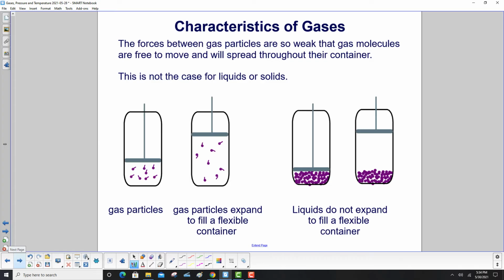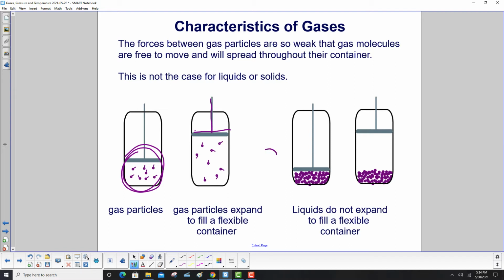The forces between gas particles are so weak that gas molecules are free to move and will spread throughout their container. That is not the case for liquids or solids. So here are some gas particles moving around in different directions, and we pull this piston up, and the gas particles will expand to fill a flexible container.